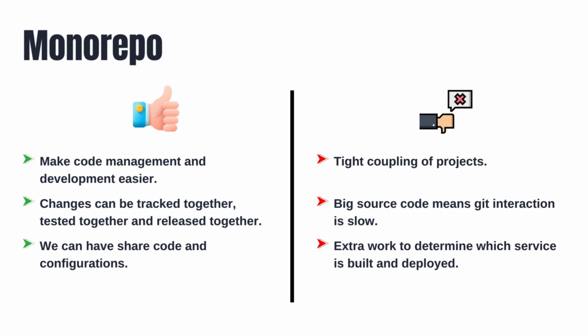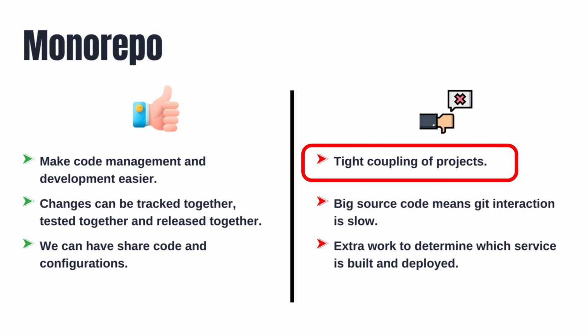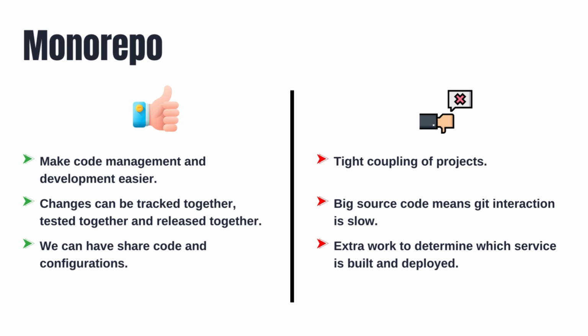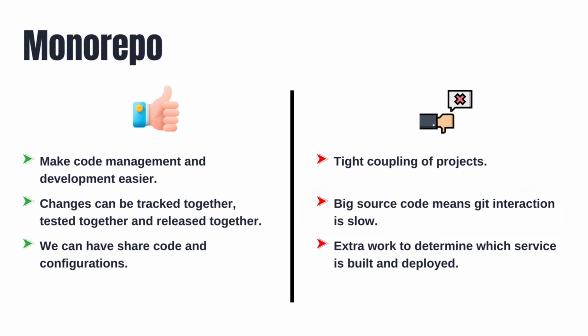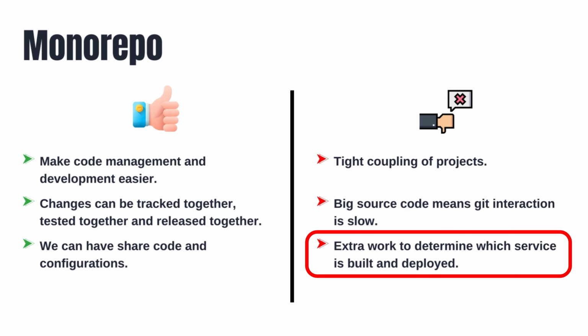In terms of drawbacks, less experienced developers might create tight coupling of projects. And that's not good because if one microservice fails, it will affect and block other microservices. Secondly, since we put everything in a single repo, we will have a very big source code as the application grows, and that means Git interaction will be very slow. And finally, since we put everything in a single place, we need to do extra work to determine which microservice needs to be built and deployed. We don't want to deploy the entire application.